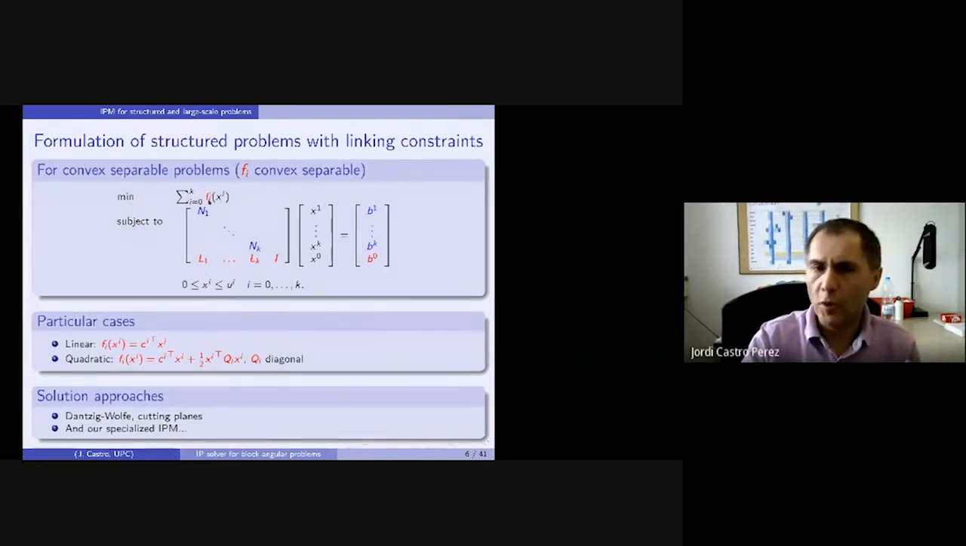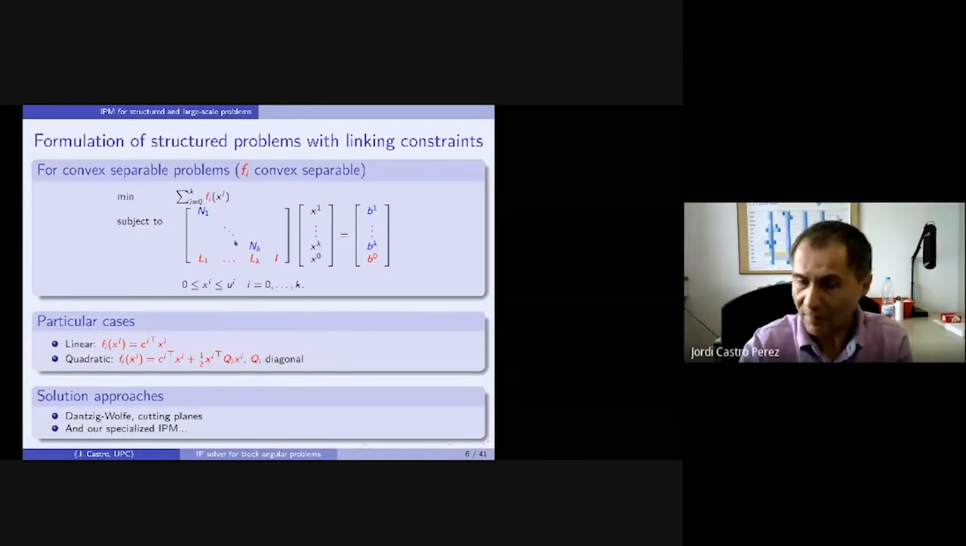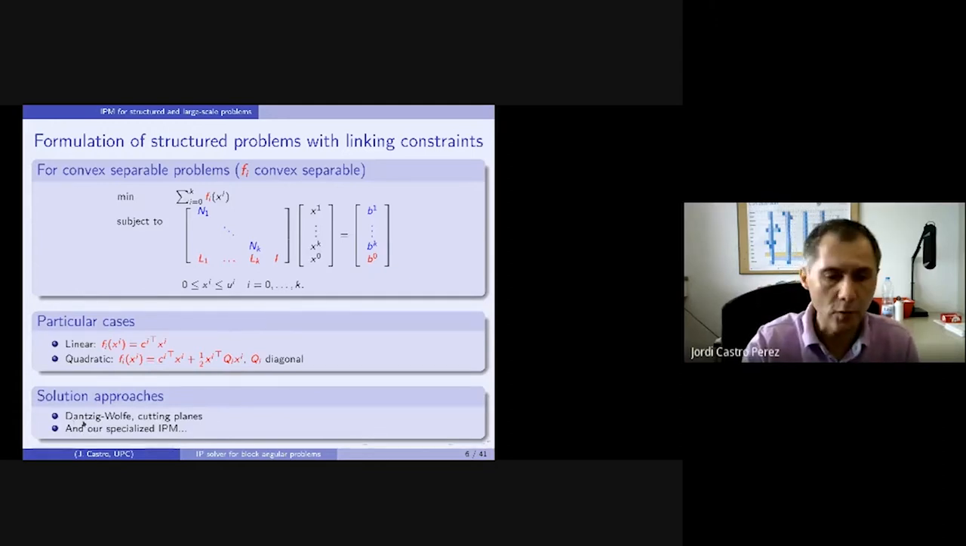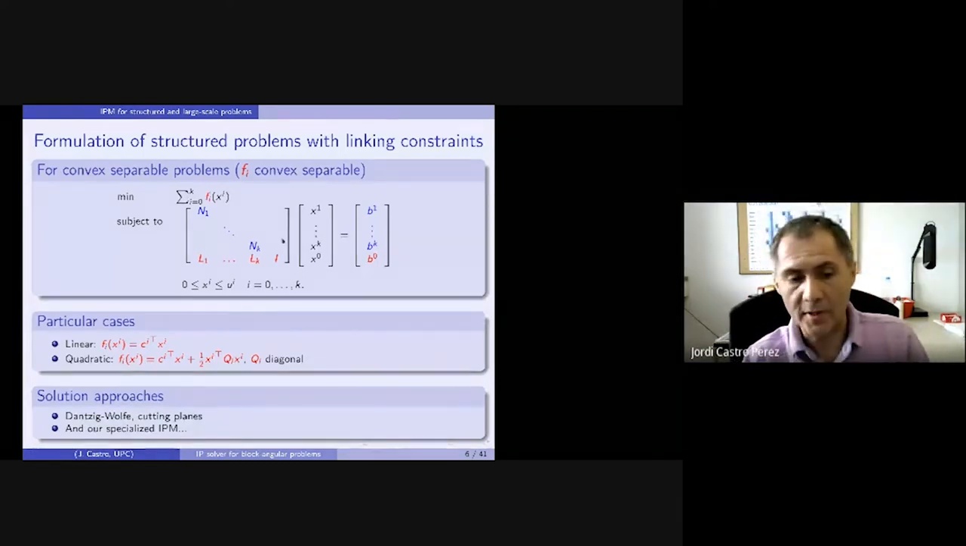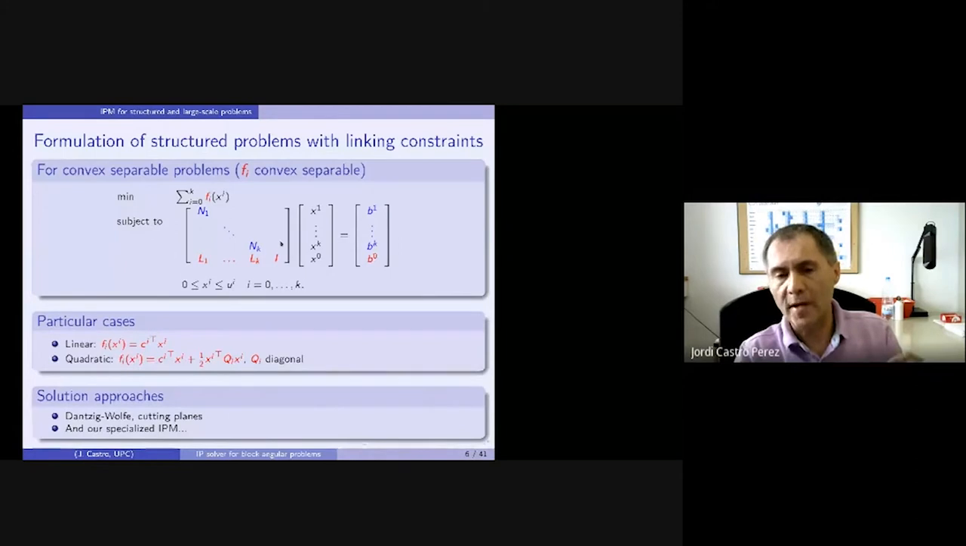This algorithm works when the objective function is linear or quadratic, as long as the quadratic matrix is diagonal. In the simplex world, if we have to solve this kind of problem with this particular structure, we have some approaches. For instance, we can use Dantzig-Wolfe decomposition. We have cutting planes to solve these particular situations, but we can also apply interior point methods.